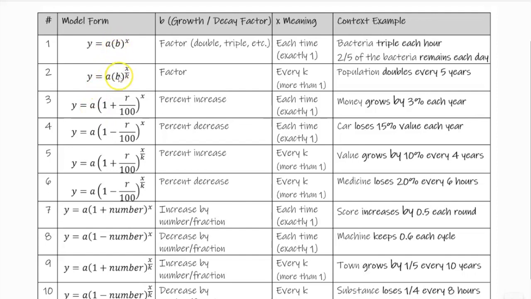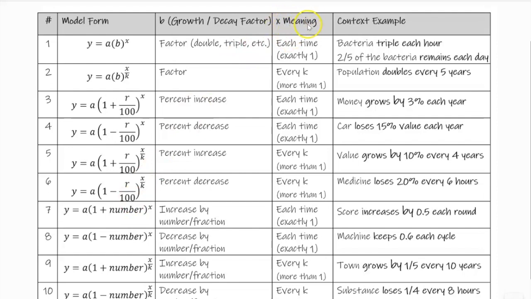What's going to change is your B, which is inside the parentheses, and your time or your x, which is outside the parentheses. Looking at the x's, you can see there's only one change. There are only two options: either you have x or you have x divided by k. So let's talk about that. I'm going to skip over the growth and decay factor first because that one has a lot of changes, and go to what x means.